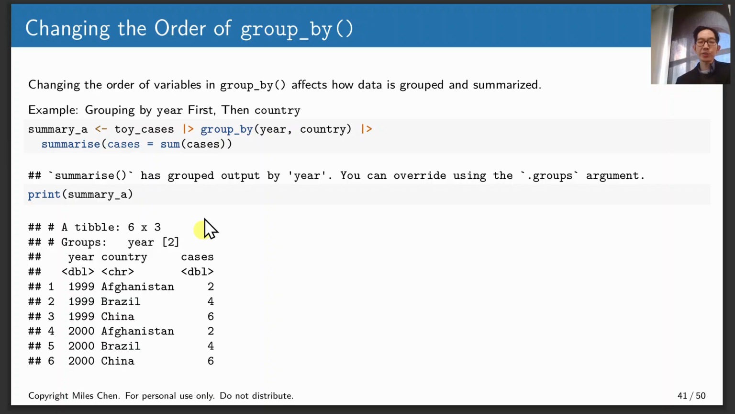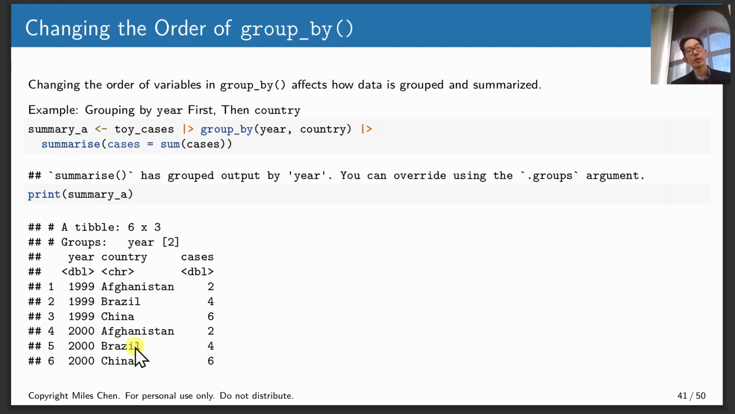If I change the order in the group by, if I say group by year, then country, we still get 6 groups, but notice they are grouped first by year, so we're going to get all the 1999s, and then all of the 2000s. We get 1999 ABC, 2000 ABC. And then, again, because of the hierarchical grouping, after I summarize, I have 6 rows here, and there's still a grouping level, and this one is grouped by year.